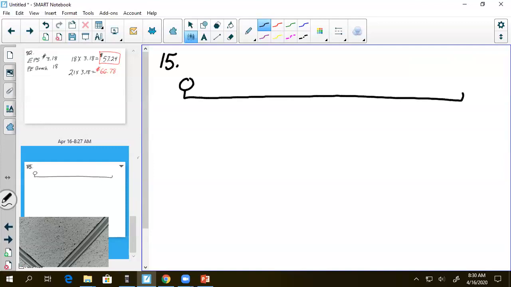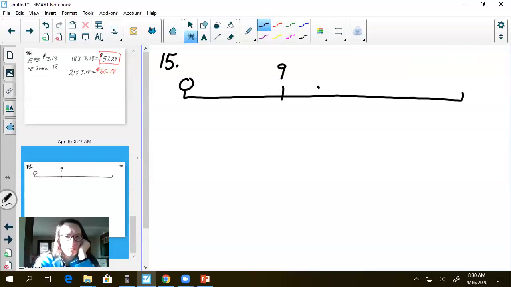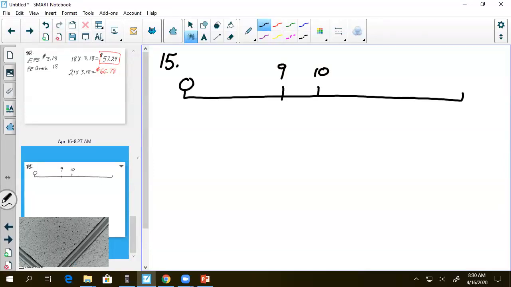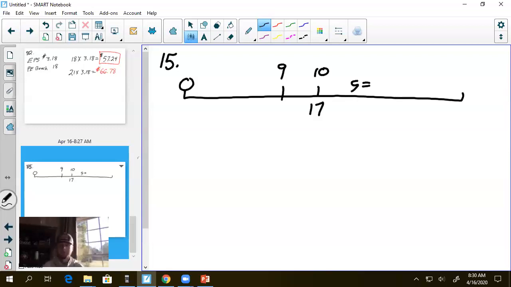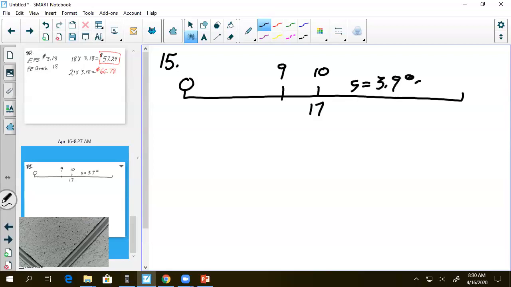So Carolyn, what happens those first 9 years? Nothing. Nothing, right? But what happens after that? We start getting dividends. Yeah, so in year 10 we're going to get a $17 dividend. And then what do we know about the dividends every year after that? They're going to grow. Yeah, going to grow at 3.9%, right? So with that information, what can we calculate?